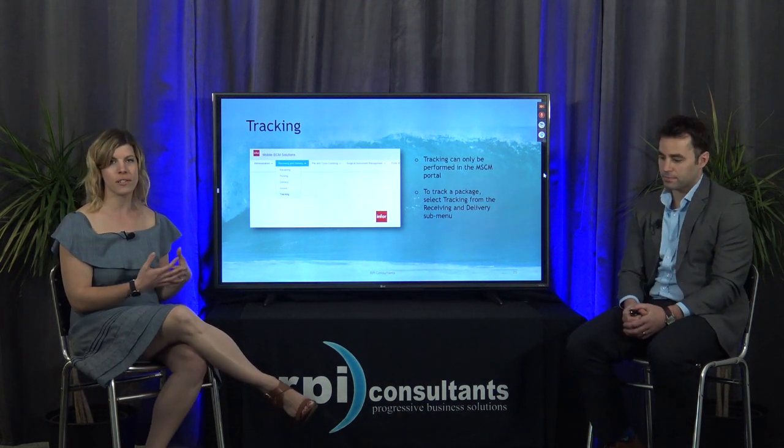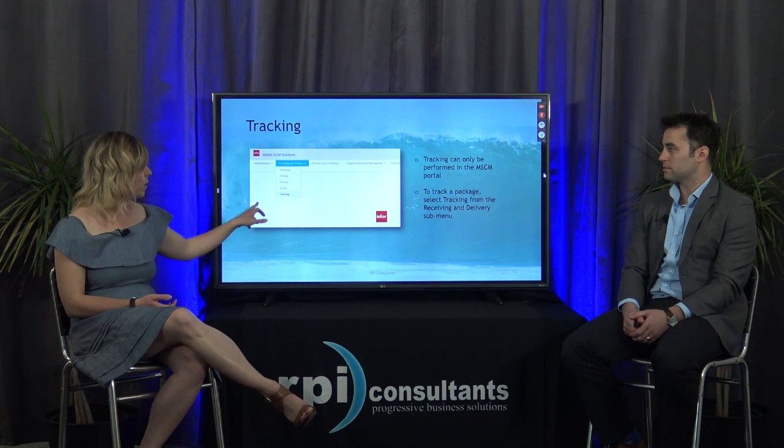Awesome. So another really cool feature is this tracking functionality. You've received these goods, you've gone out and delivered them, but maybe you're an end user and you want to see what happened to that request. Either you were out of the office and you're just trying to get a handle on where your orders are. So within the MSCM portal, under receiving and delivery, there's a tracking option here. Once we select that, it will bring us to a search screen.